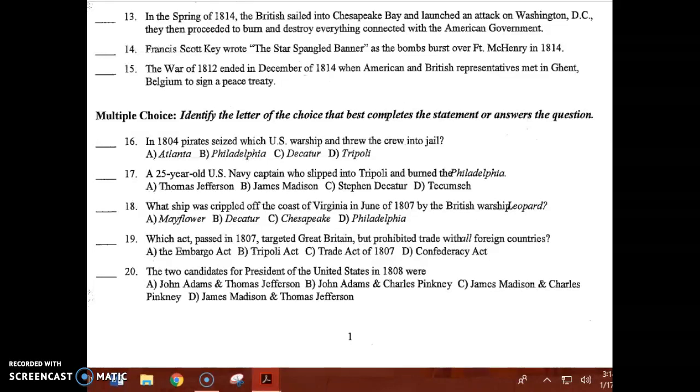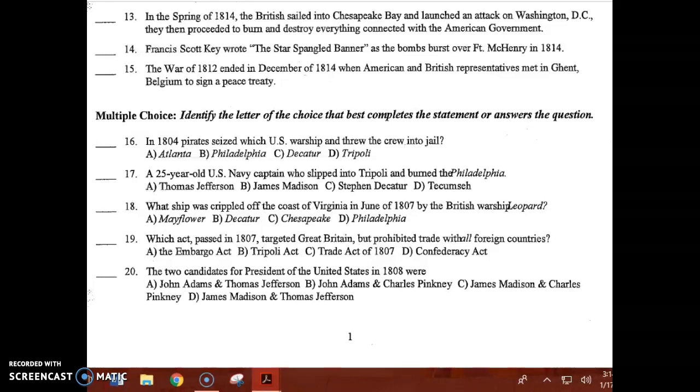Number 17. A 25-year-old U.S. Navy captain who slipped into Tripoli and burned the Philadelphia. Was that A. Thomas Jefferson, B. James Madison, C. Stephen Decatur, or D. Tecumseh? Number 18. What ship was crippled off the coast of Virginia in June 1807 by the British warship Leopard? Was it A. the Mayflower, B. the Decatur, C. the Chesapeake, D. the Philadelphia?